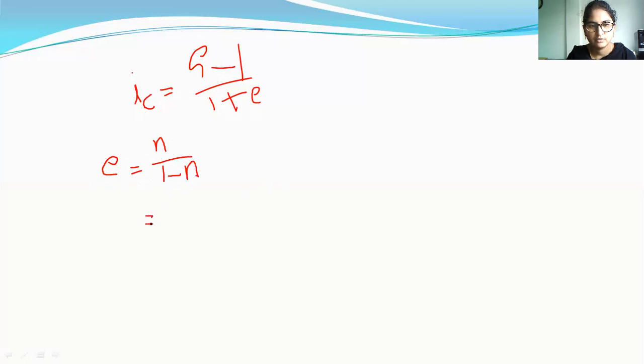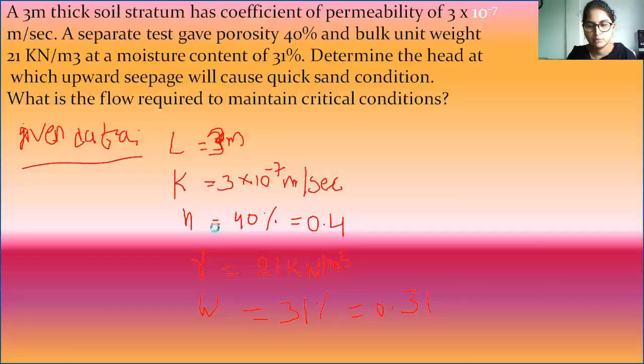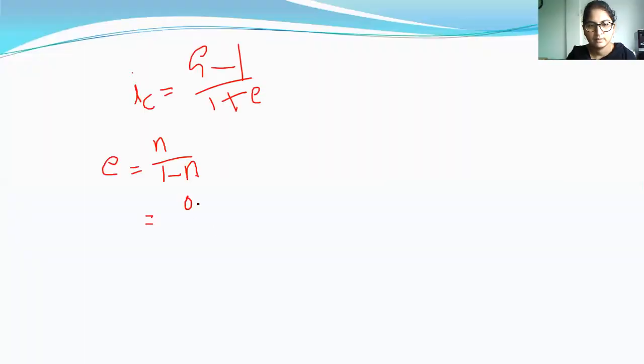e is equal to n by 1 minus n. What is the value of porosity n? 0.4. So 0.4 by 1 minus 0.4. That is equal to, what is the value of void ratio e? Calculate and tell me the answer. 0.667. Void ratio e is equal to 0.667.